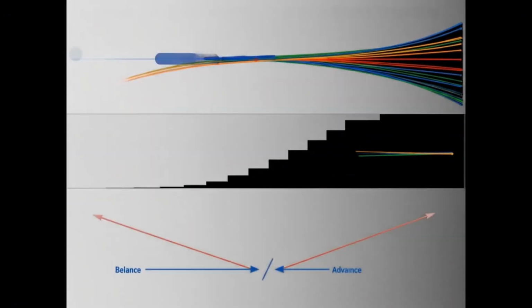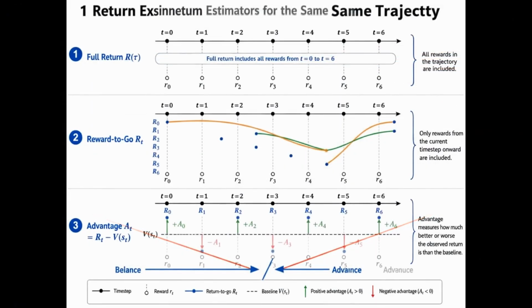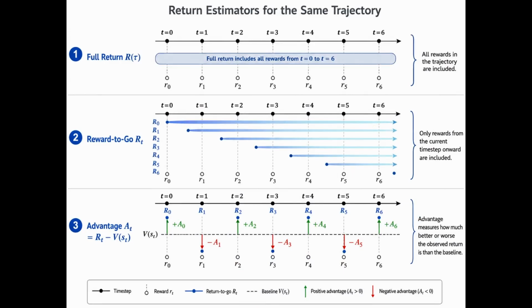Let's look at 3 increasingly powerful remedies. Instead of using the full trajectory return R(τ), use only the future rewards from time step t onward. ∇θ J(θ) ≈ Σ over t of ∇θ log πθ(a_t | s_t) times the sum over t' ≥ t of γ^(t'-t) r(t').